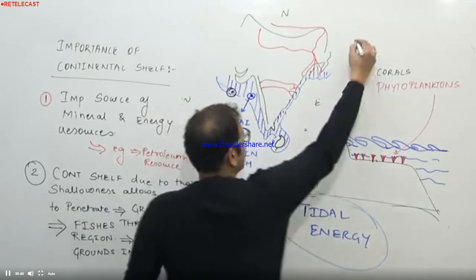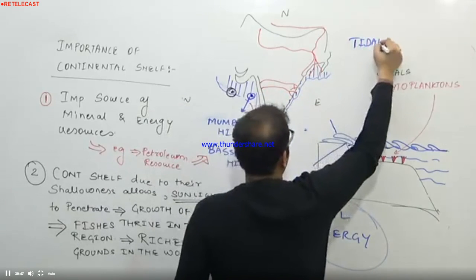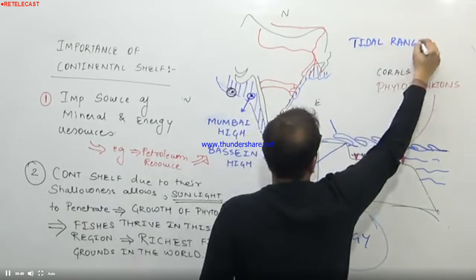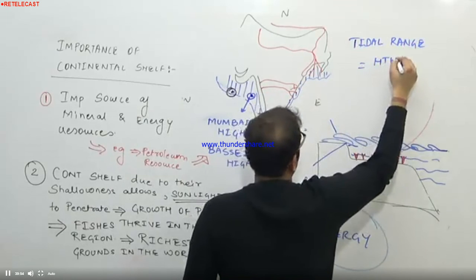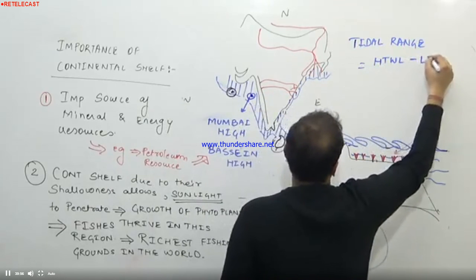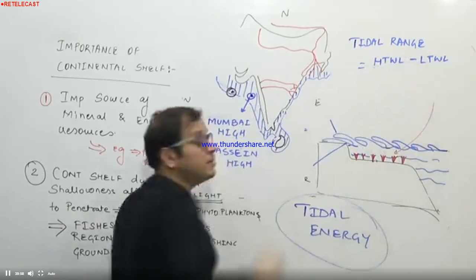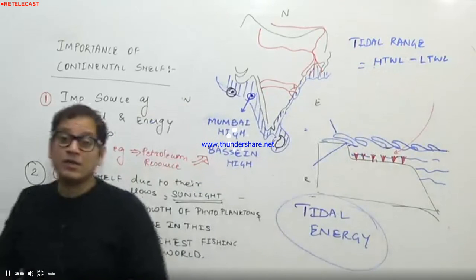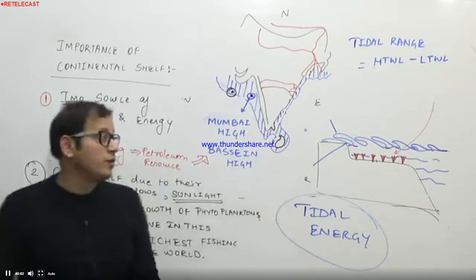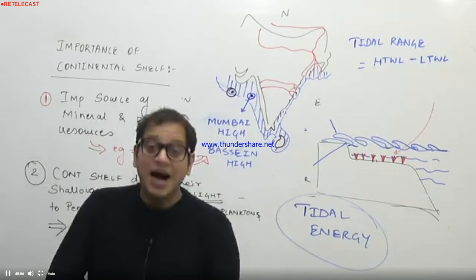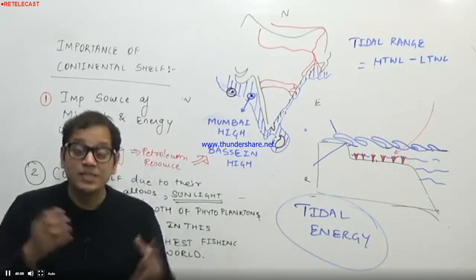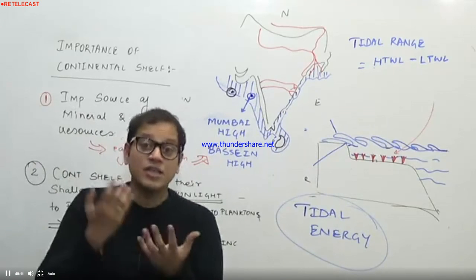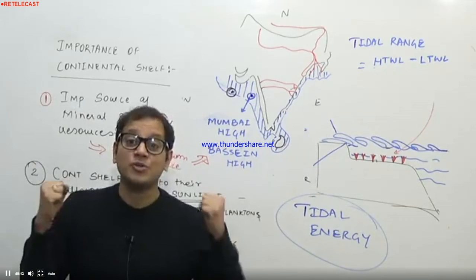Now, the more shallow the continental shelf, the greater the tidal range. Tidal range is equal to the difference between high tide water level minus low tide water level. HT means high tide water level, minus LT means low tide water level. So the tidal range is higher. So the wider and more shallow the continental shelf, these are the regions of producing tidal energy.